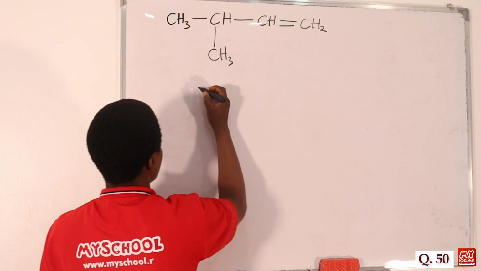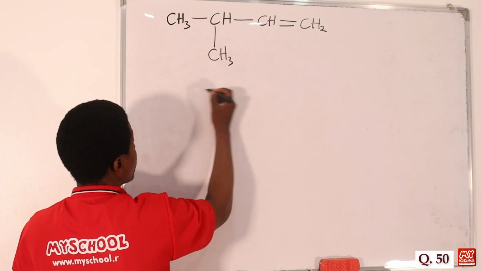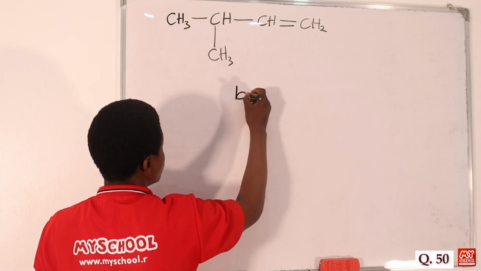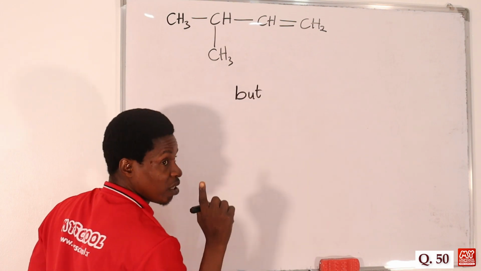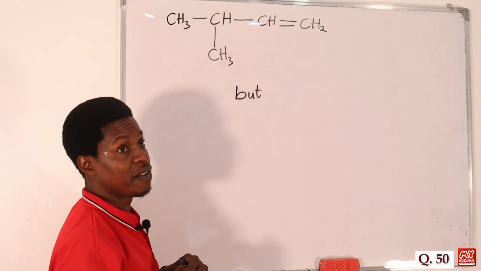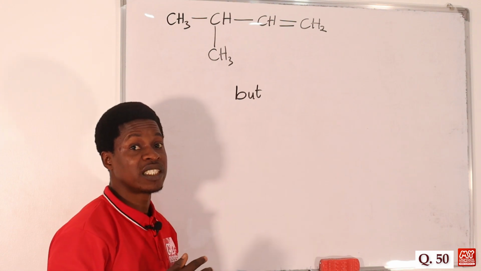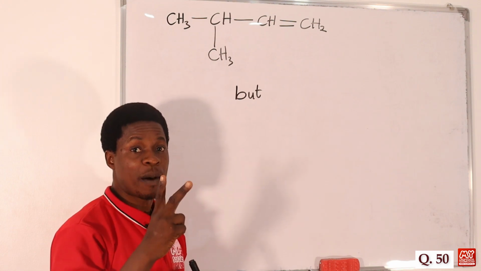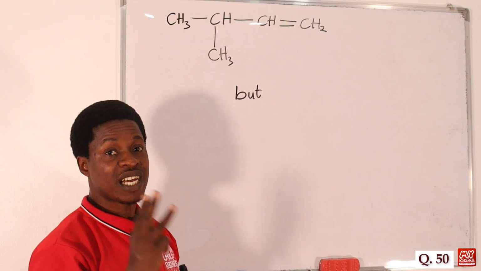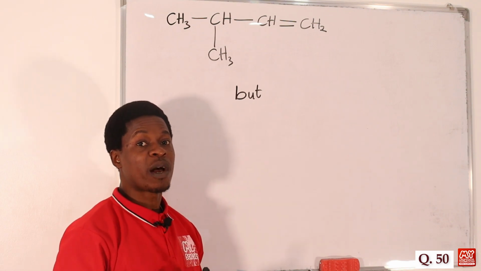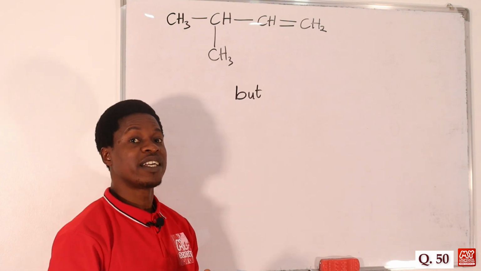If it is 4 carbon atoms, the name is going to be but. Don't forget: if it is 1 carbon atom, it is meth. If it is 2 carbon atoms, we have eth. If it is 3 carbon atoms, we have prop. If it is 4 carbon atoms, we have but. If it is 5 carbon atoms, we have pent.